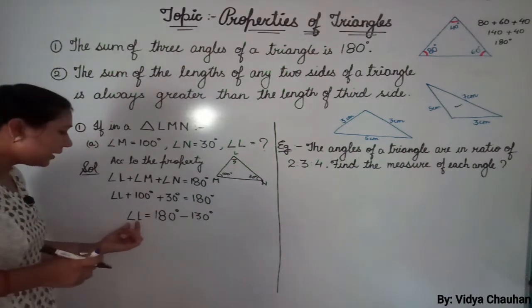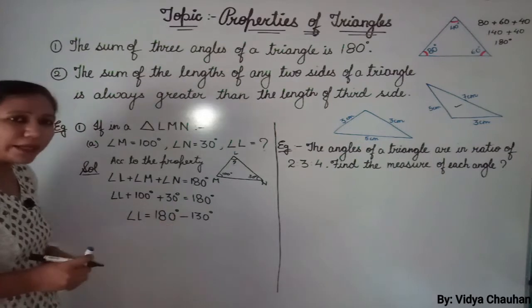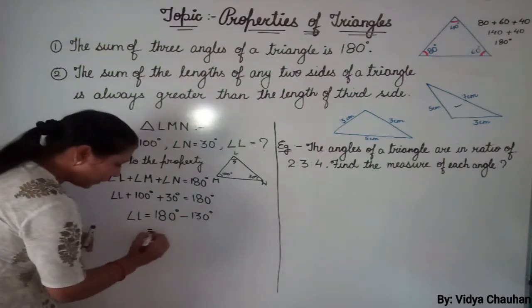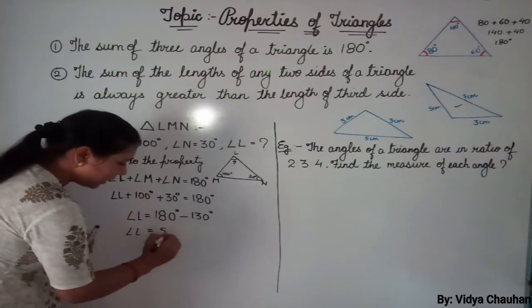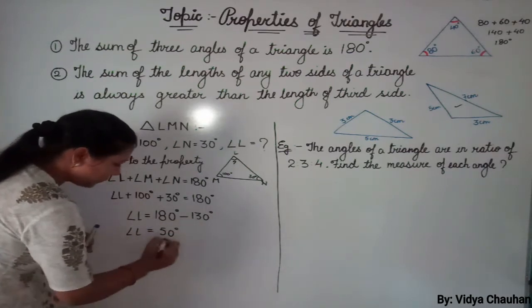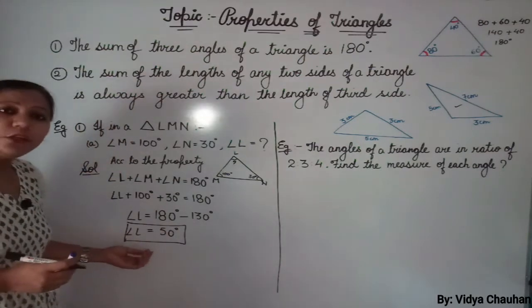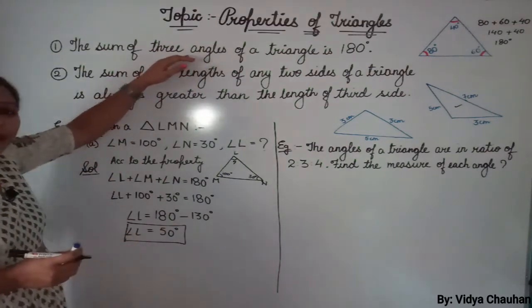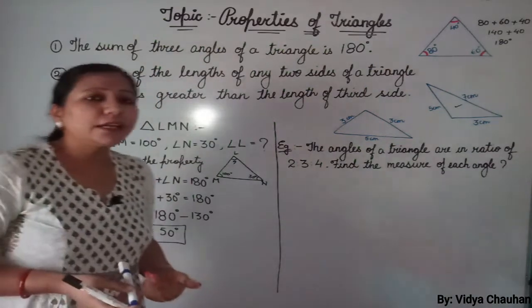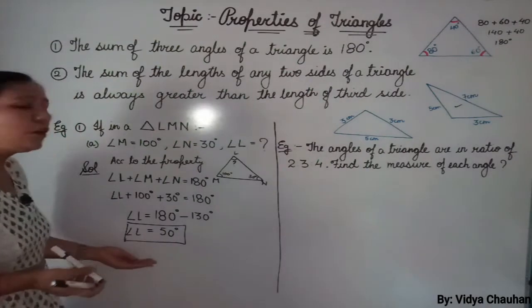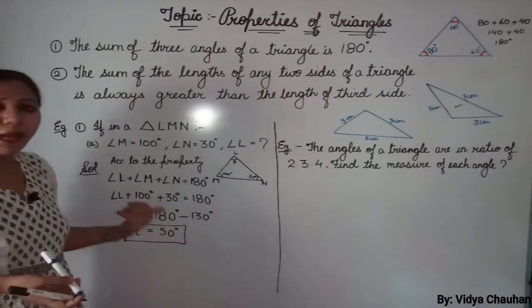To find angle L, we will subtract the sum of these two angles from 180 degree. So what will you get? Angle L is equal to 180 minus 130, and the answer is 50 degree. So this is how you can use these properties to solve any such question in which some of the angles are given and some angles are not known to us. That means we can find the value of any unknown angles.